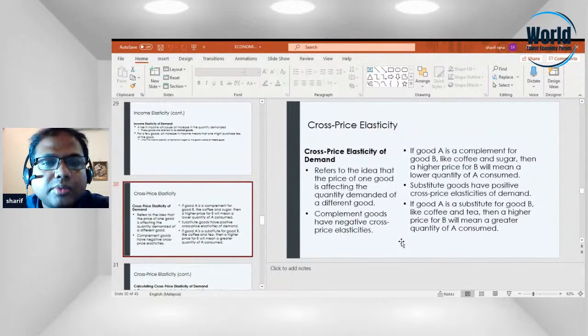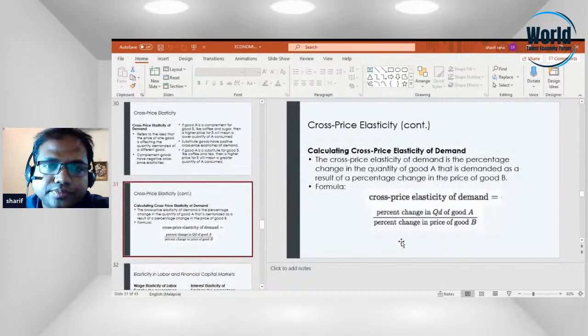Cross price elasticity of demand refers to the idea that the price of one good is affecting the quantity demanded of other goods. Complement goods have negative cross price elasticity. If good A is a complement for good B, like coffee and sugar, then a higher price for B will mean a lower quantity of A consumed. Substitute goods have positive cross price elasticity of demand. If good A is a substitute for good B, like coffee and tea, then a higher price for B will mean a greater quantity of A consumed.